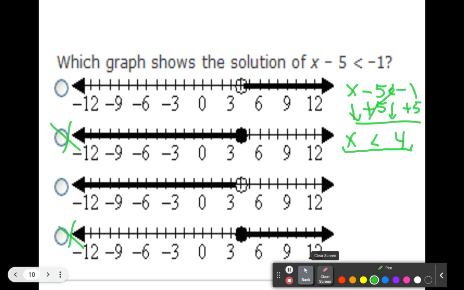Now let's look at A. Let's plug in. Whatever this line touches here, we can plug in for x. So let's plug in 6 because it's part of that line. Is 6 less than 4? Think about it. No, it is not less than 4, so it cannot be my first graph. So let's look at C. Let's do 0 because it's a part of my line here. 0, is it less than 4? Yeah. So my answer is this graph here.